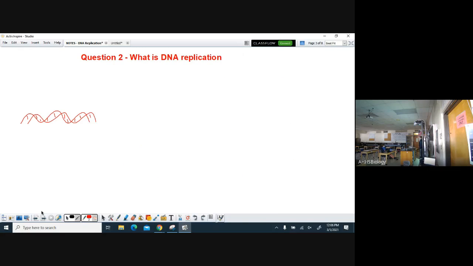The next part is what is it, right? There's a term that we're going to use. We just wrote it down. It's called semi-conservative, but I want to try to use a picture to explain what it means. So here's a piece of DNA. This makes more sense if I unzip it, not unzip it, if I unwind it.